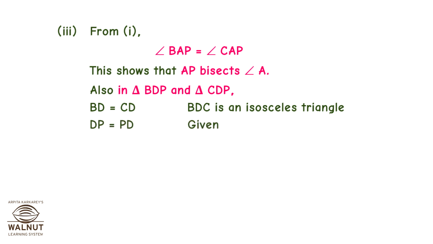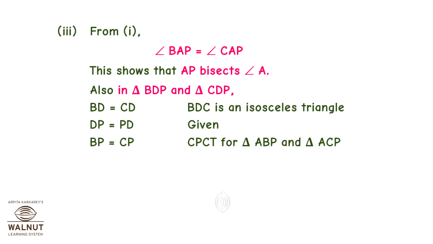DP is equal to PD, which is given. BP is equal to CP. CPCT for triangle ABP and triangle ACP. Therefore, triangle BDP is congruent to triangle CDP by SSS congruence rule.